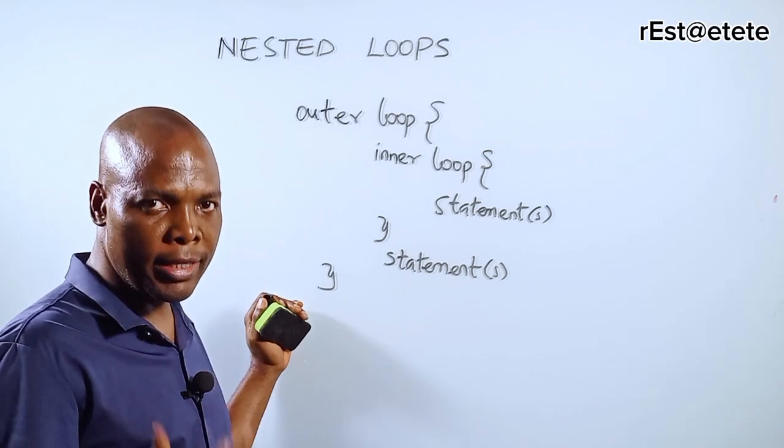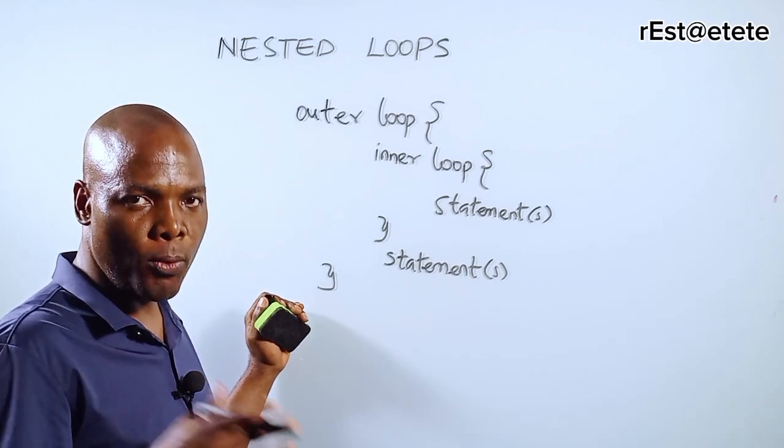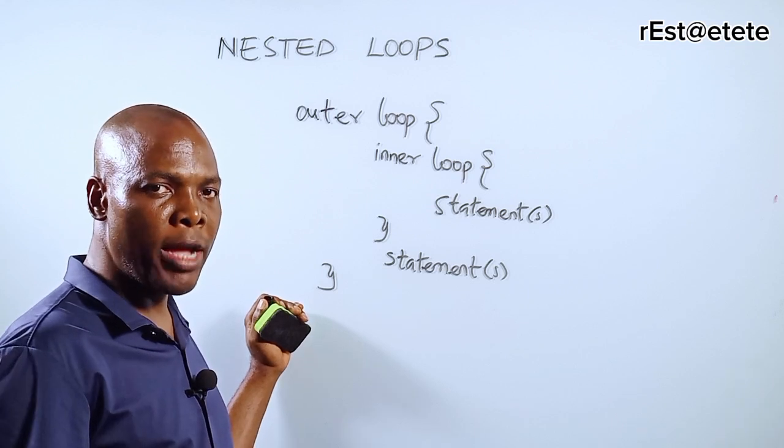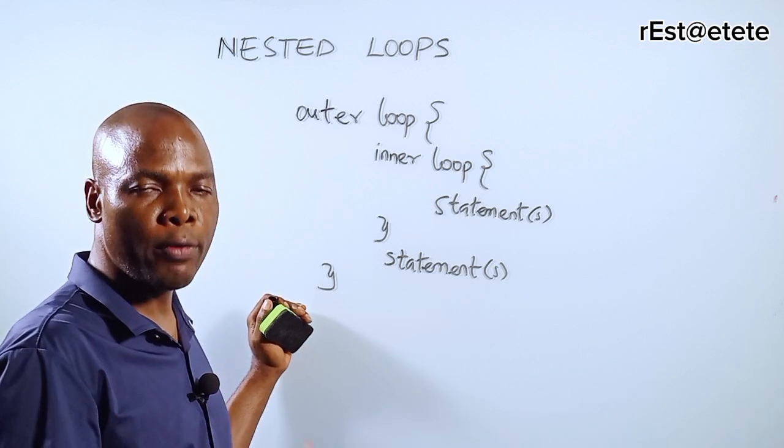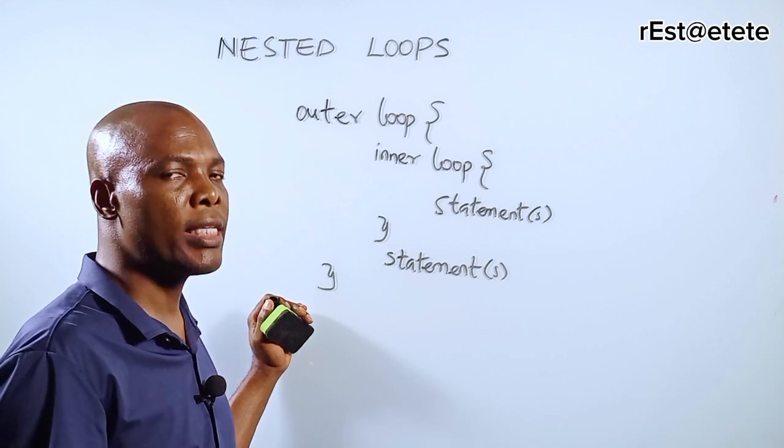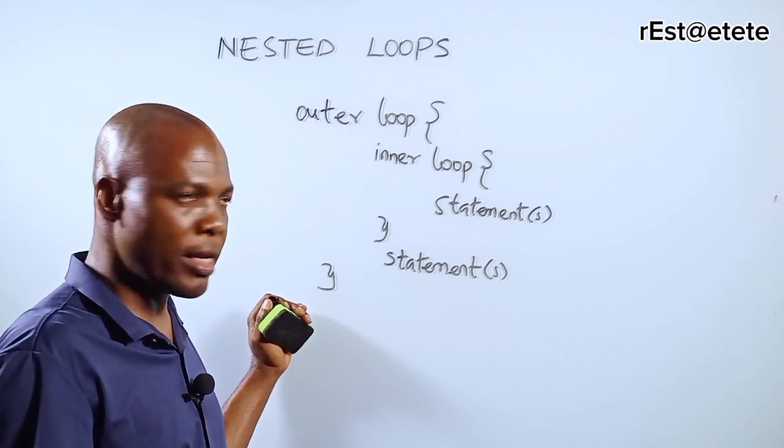So you can write nested for loops, nested while loops, nested do while loops. And then you can have a do while loop inside a for loop, or you can have a while loop inside a for loop, or vice versa.